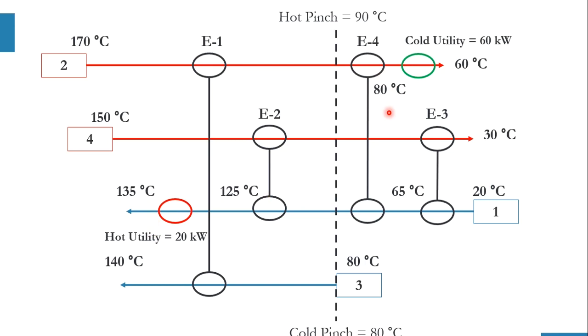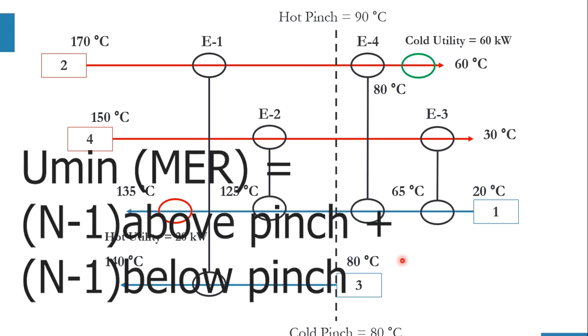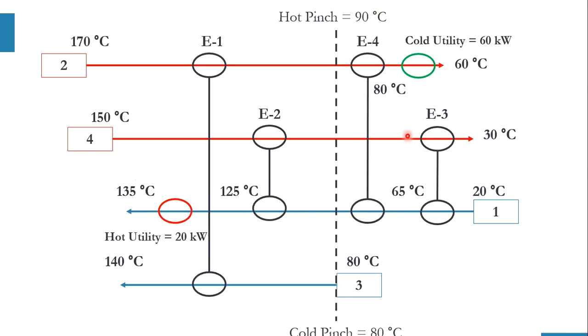But there is one more definition involved: streams minus 1 above the pinch plus streams minus 1 below the pinch. Above the pinch there are 5 streams, minus 1 is 4. Below the pinch the number of streams is 4, 4 minus 1 is 3. So 4 plus 3 is 7. How many exchangers have we installed? 6. So it means we have still saved one exchanger in this system.